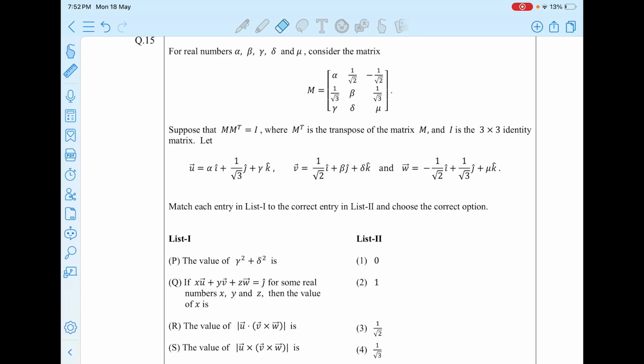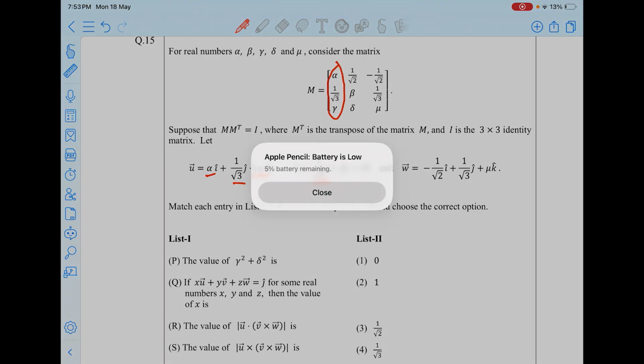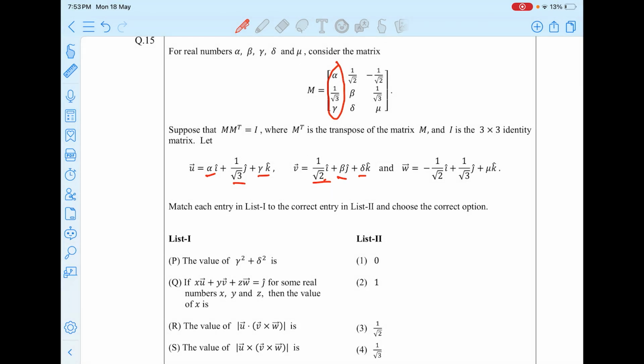If you see this matrix M and the vectors, what are the components of the u vector? Alpha, 1 by root 3, gamma, and here you can see alpha, 1 by root 3, gamma. Then the v vector: 1 by root 2, beta, delta. So this is 1 by root 2, beta, delta. This is minus 1 by root 2, 1 by root 3, mu, and this is minus 1 by root 2, 1 by root 3, mu.